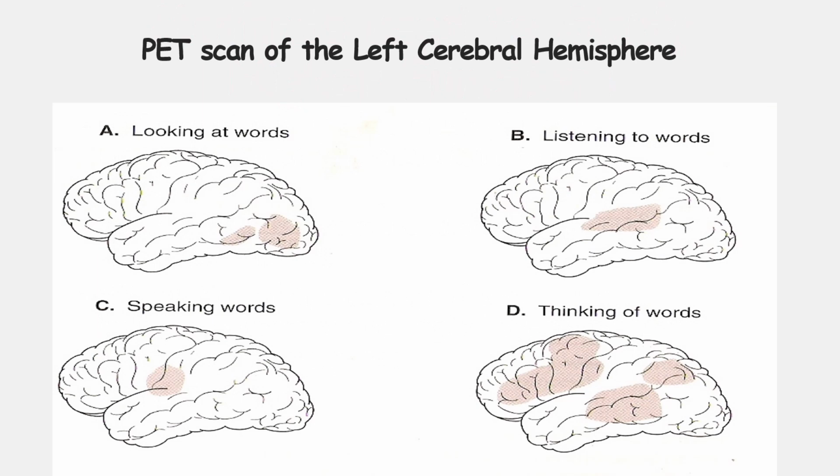This is just an image of the PET scan of the left hemisphere. When they look at the words, you can see where the function is higher. Now it is very easy and simple to register which area is more involved in doing things. Here you can see when they listen to the words, the auditory area, and when they speak, Broca's area. When they think about it, here you can see what areas are active: the prefrontal area, Wernicke's area, and the angular gyrus.